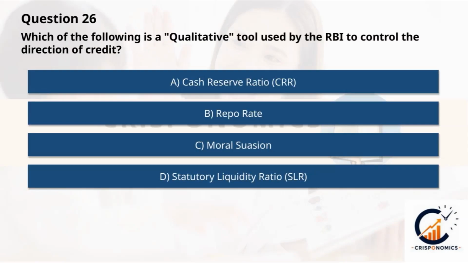Let's look at how the RBI guides credit in the economy. Among these options, the one that's a qualitative tool is moral suasion. Unlike the others, which are quantitative measures affecting money supply directly, moral suasion is about persuasion, the RBI influencing banks' lending behavior without changing numbers. It's a subtle yet powerful way to steer credit where it's needed, without formal rules or rates. This question helps us understand the RBI's toolkit beyond just numbers.